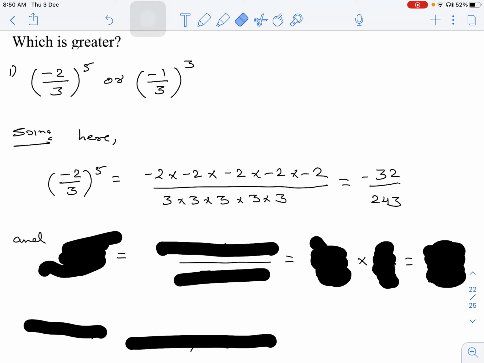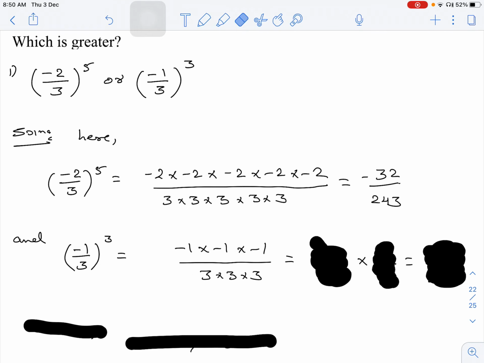Okay. Now our next number is (-1/3)^3. So now (-1/3)^3 means this power 3 is for both numerator and denominator. So we can write it as -1 multiplied 3 times and 3 also multiplied 3 times. Now again here a negative number is there. Its power is an odd number. So our answer here should be negative. So 1 when multiplied 3 times our answer will be 1, and 3 when multiplied 3 times our answer is 27.